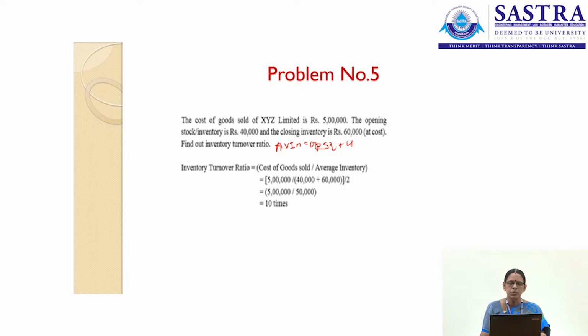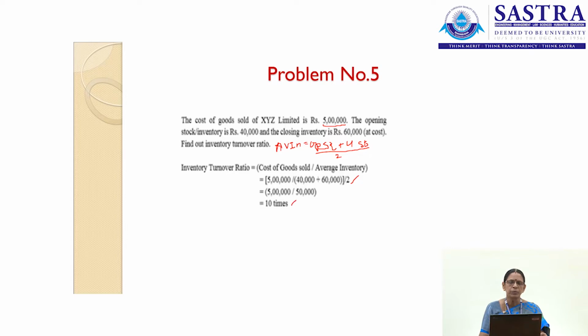What is your opening stock here? 40,000 rupees. What is your closing stock? 60,000. So, 40,000 plus 60,000 by 2, that is your average inventory. Cost of goods sold is given in the problem as 5 lakh rupees. So, 5 lakhs divided by average inventory 50,000, that will give you 10 times.